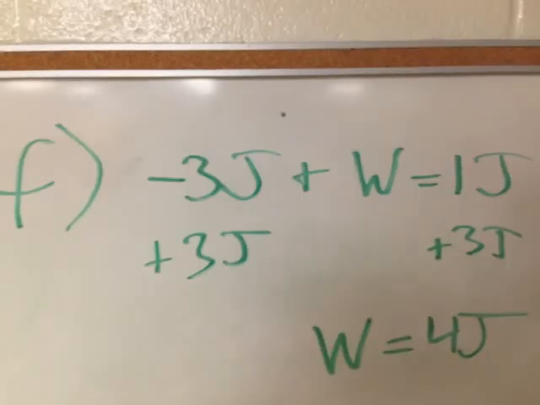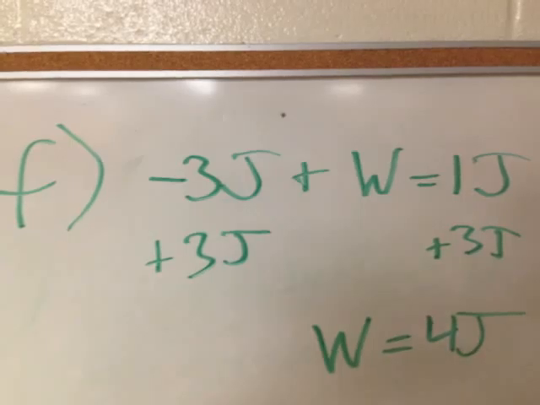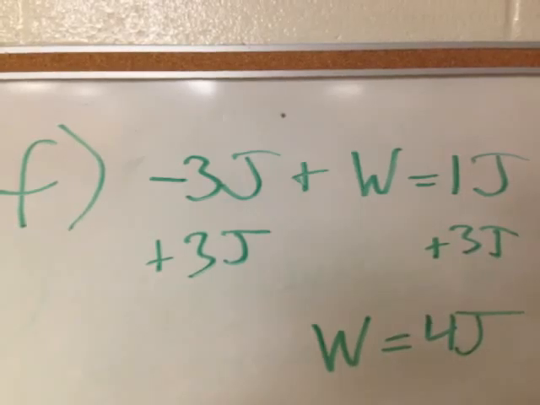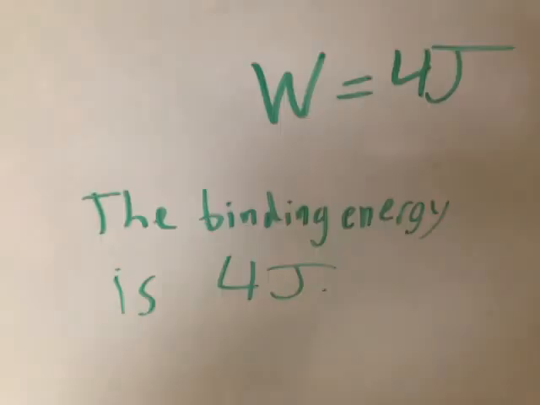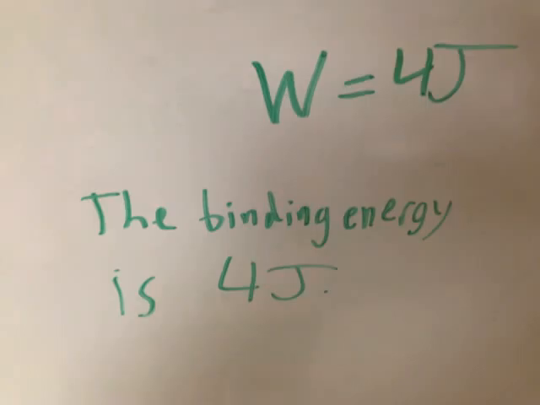For F, -3 joules plus W is equal to 1 joule. If you add 3 joules to both sides, you just get that W is equal to 4 joules. So this means that the binding energy must be equal to 4 joules.